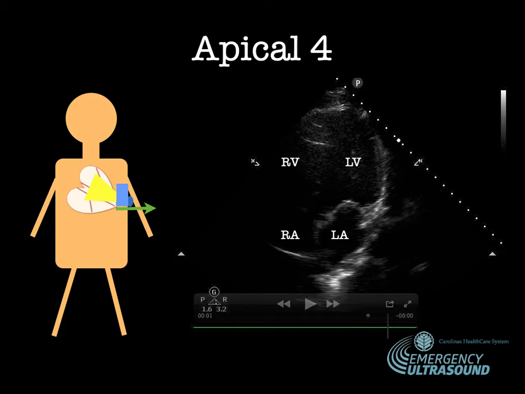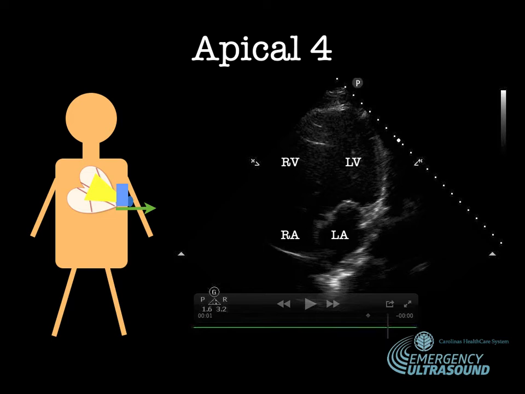Then we go to our apical four-view. So this is a view which we're getting right about the PMI, or the apex of the heart, about the 4th intercostal space. If the patient has EKG leads on, this is usually where lead V4 is located.